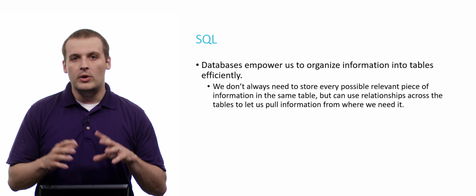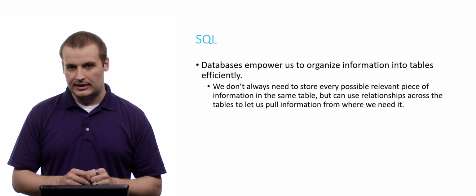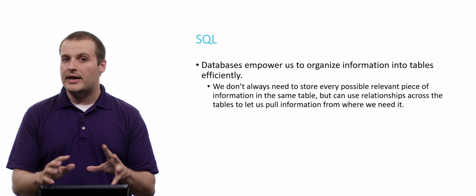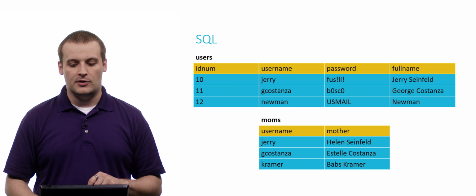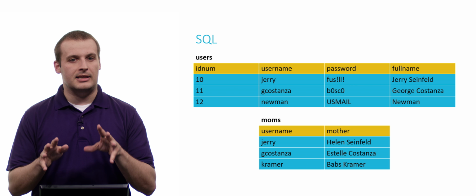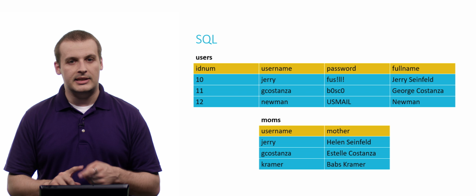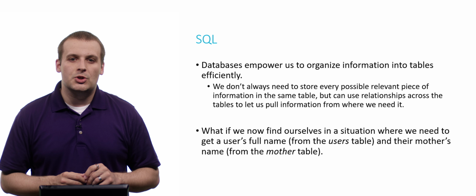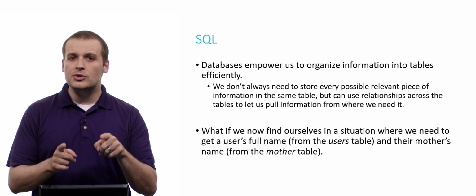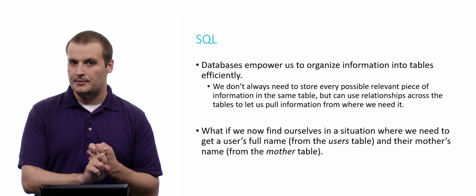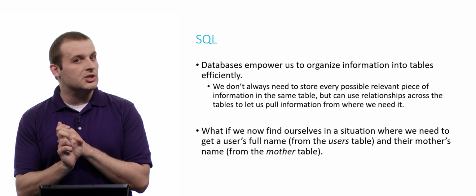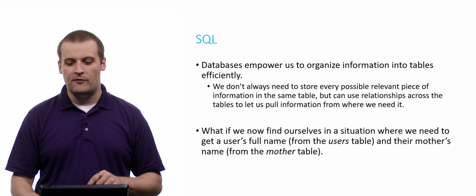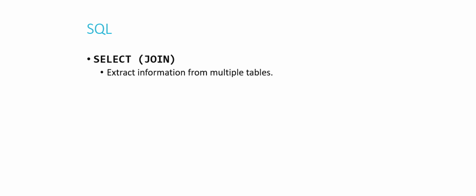We can set up our tables within our databases carefully enough that we can use relationships between them to pull information from where we need it without all that information having to be located in the same table in the first place. So for example, here is our database as we last left it, with 3 rows in each of the users and the moms tables. Now let's imagine a hypothetical situation where we want to pair a user's full name, which is currently only stored in the users table, with their mother's name, which is only stored in the mother table. They're not on the same table right now, so we can't use the same sort of select query that we used before. We have to use what's called a select join query.